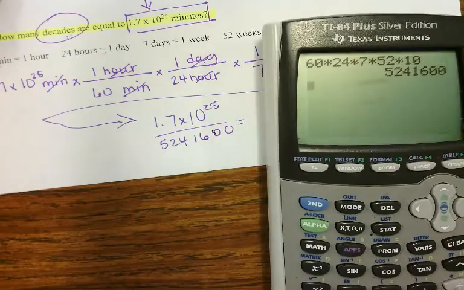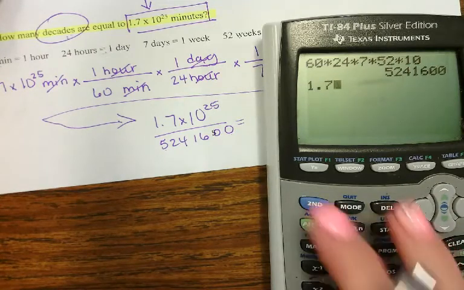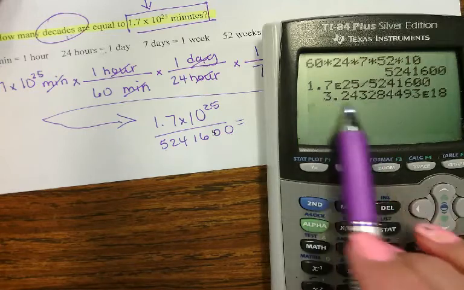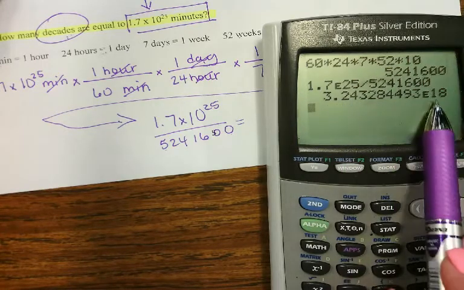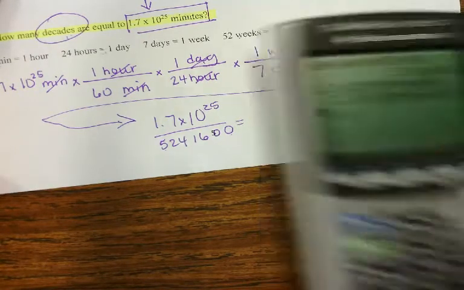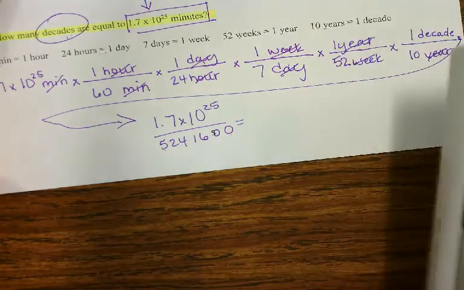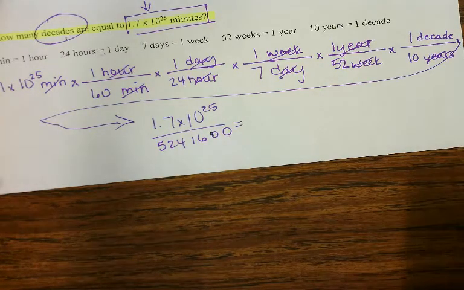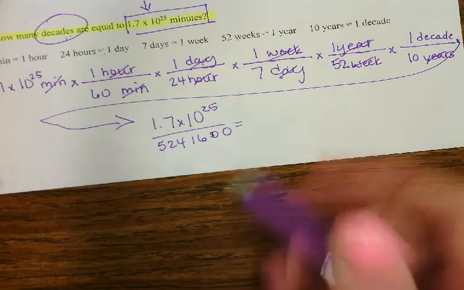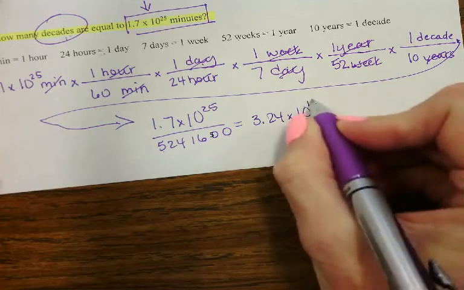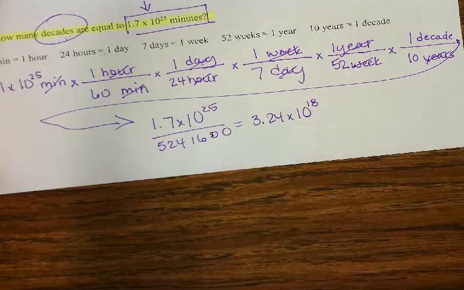So I divide 1.7 times 10 to the 25th by 5,241,600. Let's see, 1.7 times 10 to the 25th divided by, and I'm going to go grab that number so I don't mess up any numbers, and it's 3.24 with a lot of numbers times 10 to the 18th. That E18 means the exponent is 18. So it's times 10 to the 18th. My unit is decades. Looks right, but it doesn't sound right. I'm going to check my answers here in just a second. 3.24 times 10 to the 18th. Doesn't look right. Let's see.